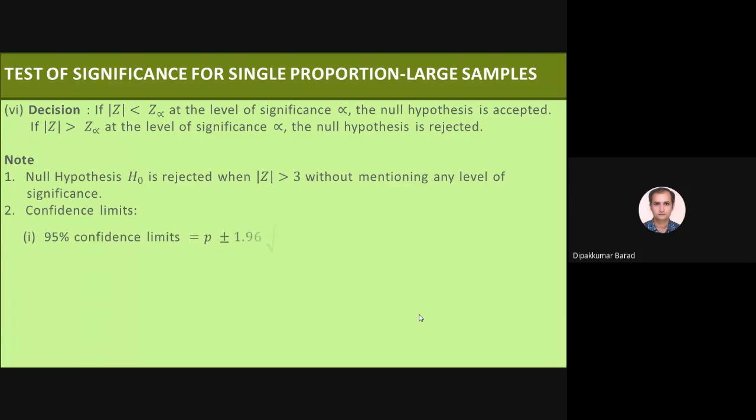And for confidence limits, at 95% we have small p plus or minus 1.96 times the square root of capital PQ upon small n. And for 99% confidence limit, small p plus or minus 2.58 times the square root of capital PQ by n. Sometimes you may be asked whether the confidence limit is applicable for a large sample test or not. So if you get greater than 99%, then the null hypothesis is accepted.